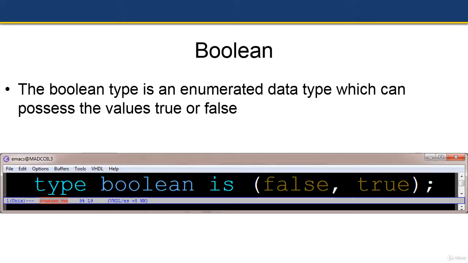The data type Boolean is an enumerated data type which can possess the values true or false. It's defined in the library std, or standard package, and it's defined as shown in the screen capture there. Something else I want to point out as well, all relational operators such as equal or greater than result necessarily in a data type Boolean. Also, as with other data objects, if you define a Boolean and do not pre-initialize it, it assumes the leftmost value, which, as you can see, is the value false.